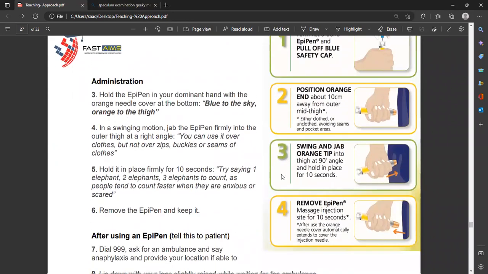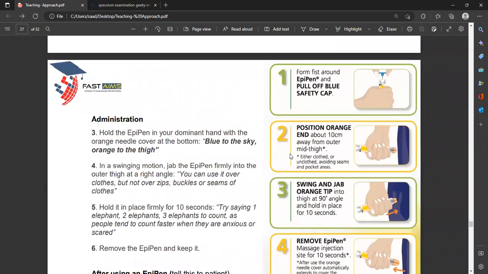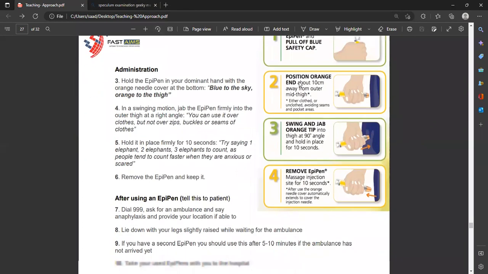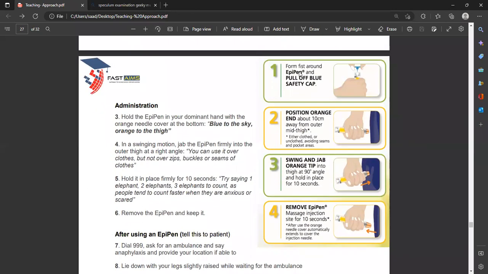That's a good picture that shows it, yes. This is a very good graph. Pull off the blue cap first. First, you have to pull it off, it's for safety purposes. First, pull off the blue cap and position the orange end 10 centimeters away from the mid thigh.